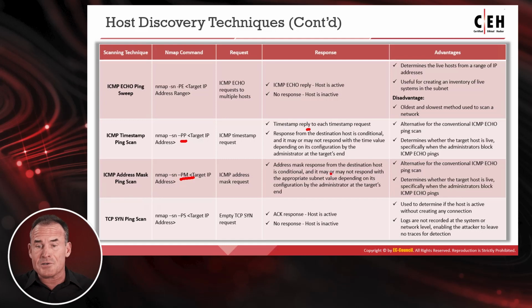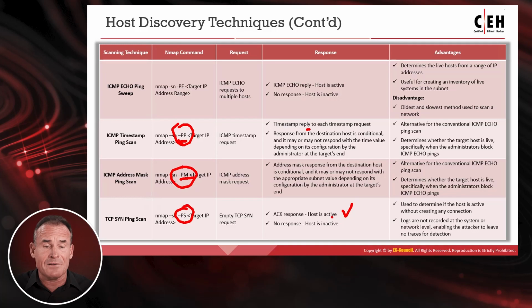Okay, it is conditional, may or may not respond with the appropriate subnet value, but both of these are alternatives to the echo, which is the most likely to be filtered since it's been heavily misused over the years. Echo requests are used in ping floods and host identification enumeration, so you might try the timestamps with the netmask. SYN ping.